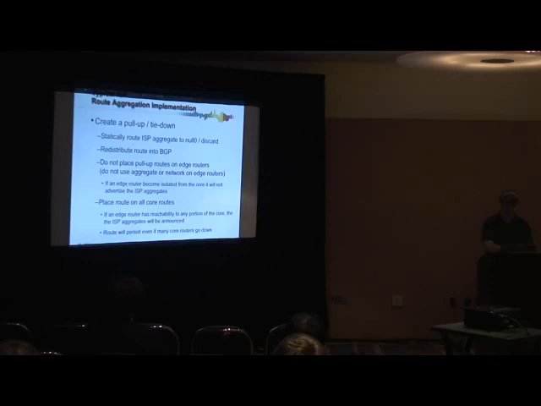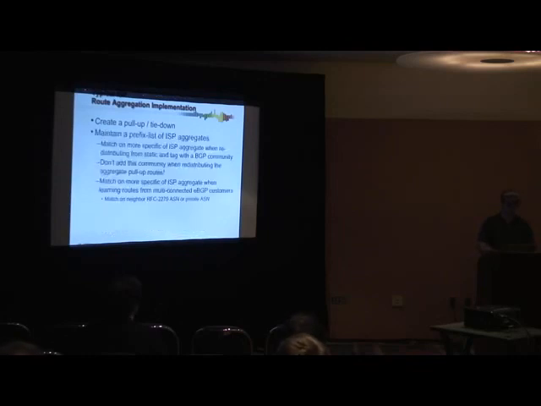Generally you don't want to place these pull-up routes on the edge routers, because if an edge router gets isolated from the core of your network, it will still advertise the aggregate and still draw traffic, even though it has no reachability to anything. So generally you want to put it in the core of your network, and in terms of which core router to put it on, generally you want to put it on all of your core routers, so that way if some portion of the core of your network is intact, you'll still advertise the aggregate, and that route will be stable and persistent.